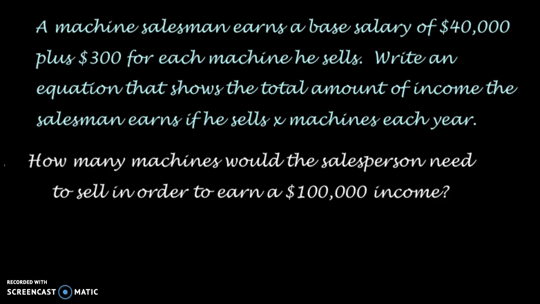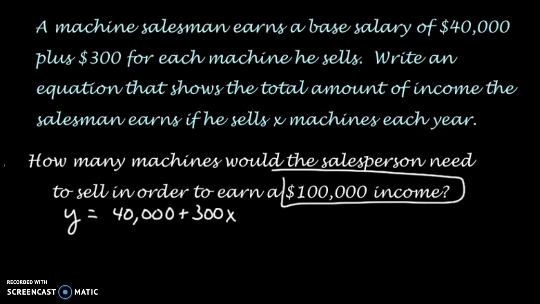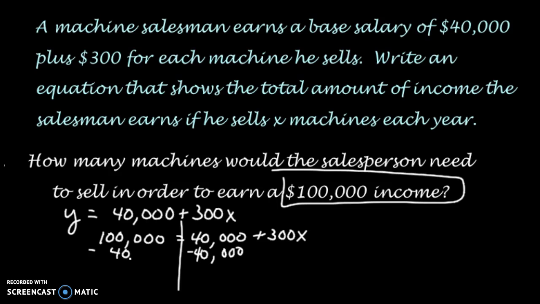Okay, so one more question you might be asked in the same scenario. Okay, so again, we had that equation, Y equals 40,000 plus 300X. And this question says, how many machines will he need in order to earn $100,000 income? So this $100,000 income, that's replacing my Y value. So I have 100,000 equals 40,000 plus 300X. So as I'm solving this equation, I can do this by doing the same thing to both sides. And I'm going to get that 60,000 equals 300X.